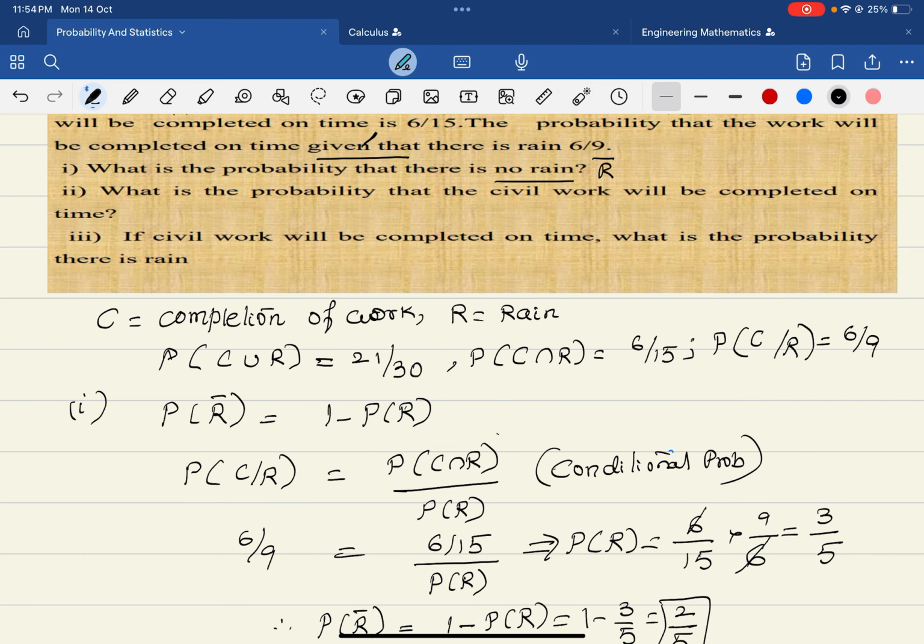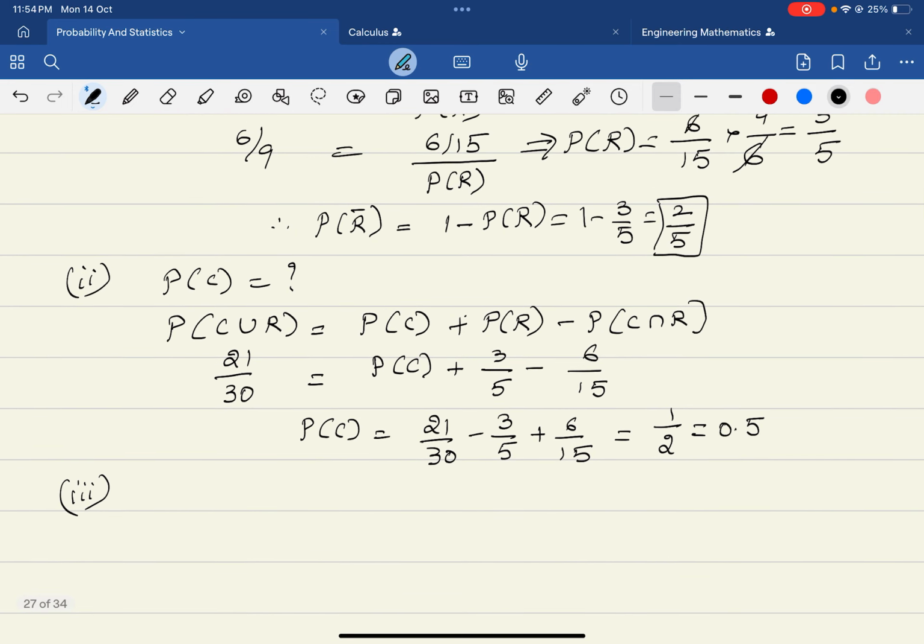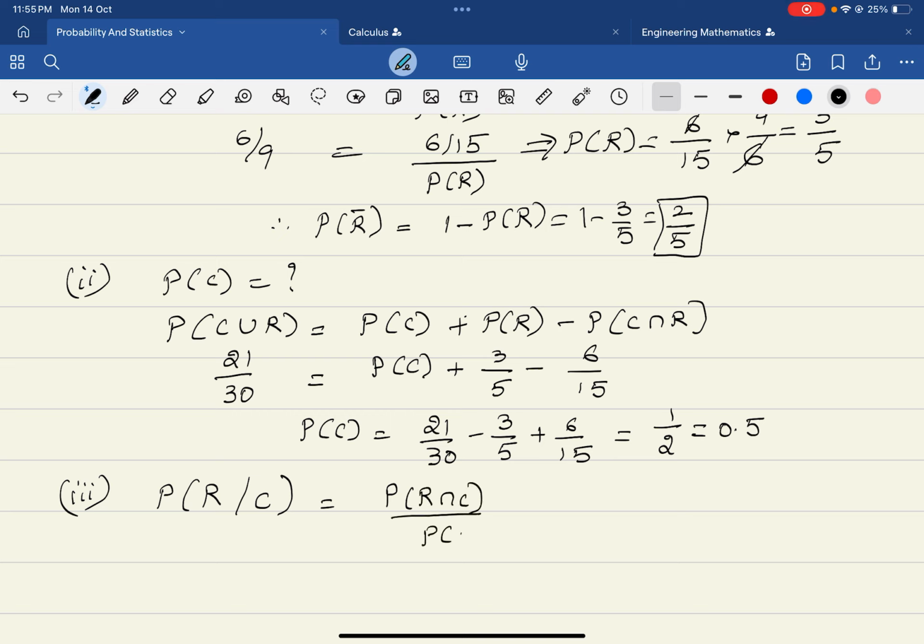So now what is that? What is the probability that there is rain? That means the probability of rain given that the civil work is already completed. So what is the formula for this? P of R intersection C over P of C. So this is the result.